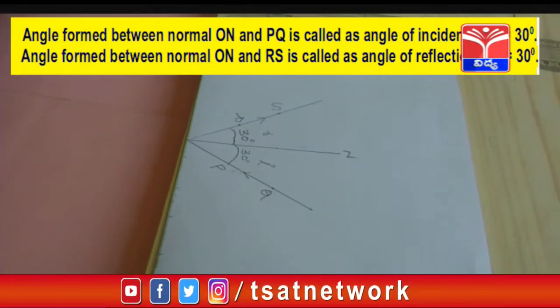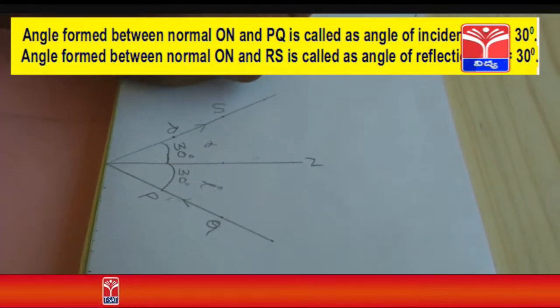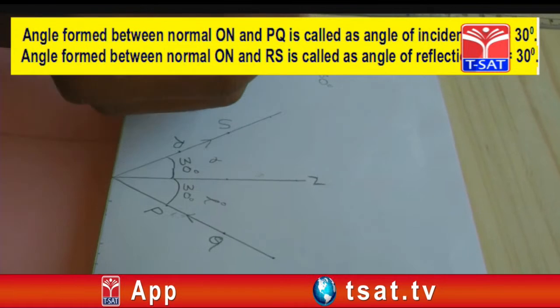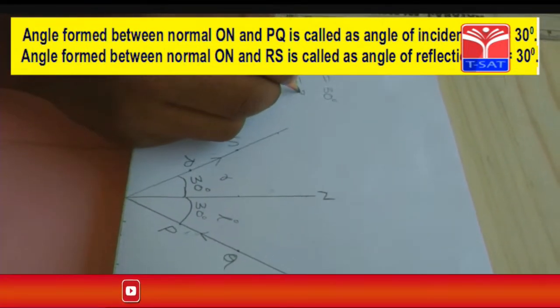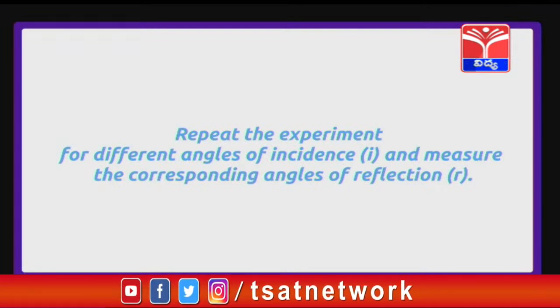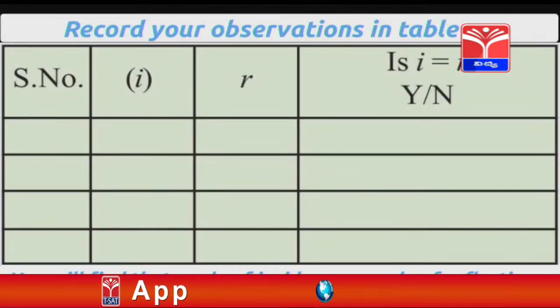called the angle of reflection and it is denoted with angle R. Here the angle of reflection is equal to 30 degrees. That means angle of incidence equals angle of reflection. Repeat the experiment for different angles of incidence I and measure the corresponding angles of reflection R. Record your observations in the table. You will find that angle of incidence equals angle of reflection.